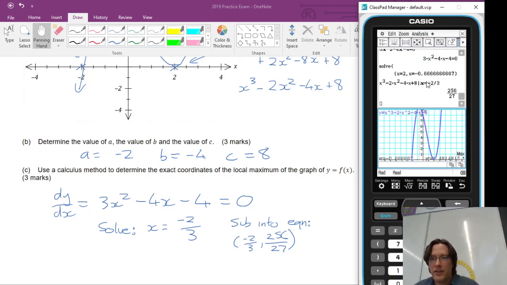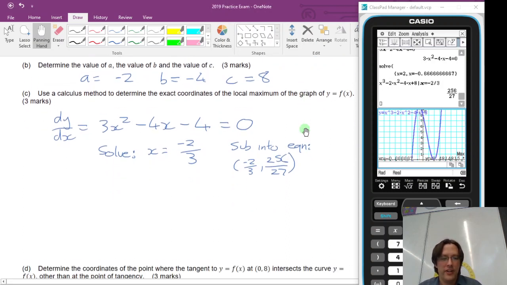Okay, so where's the maximum there? And that is 9.48 as we found before. Okay, so that's our answer there. Not too tough.